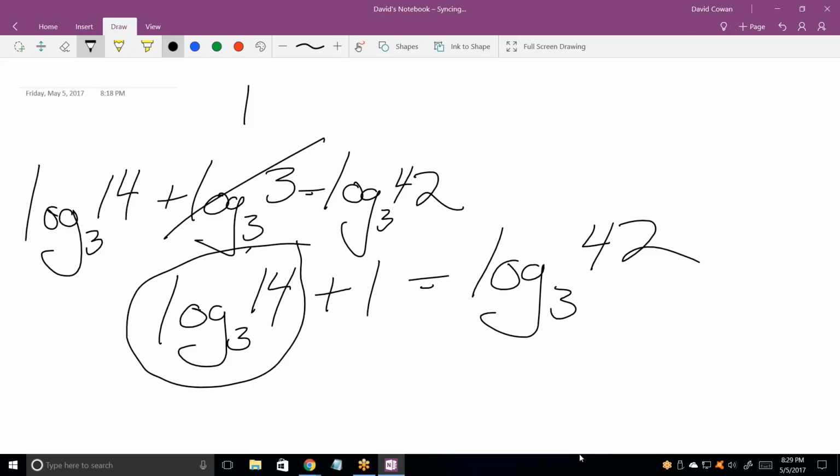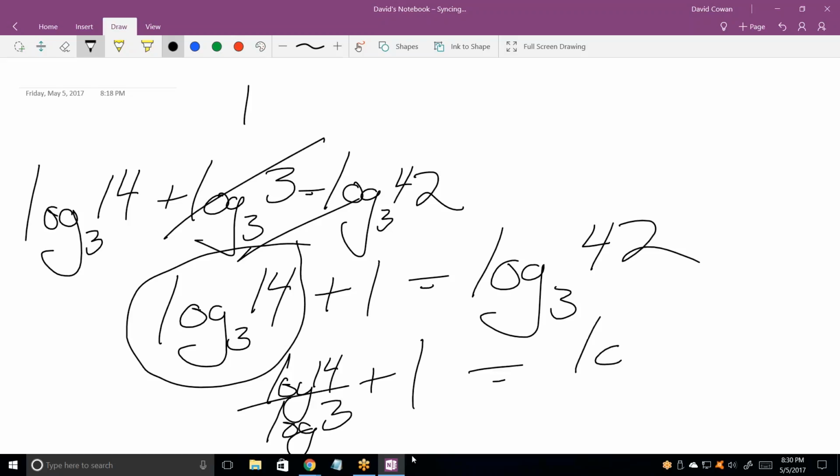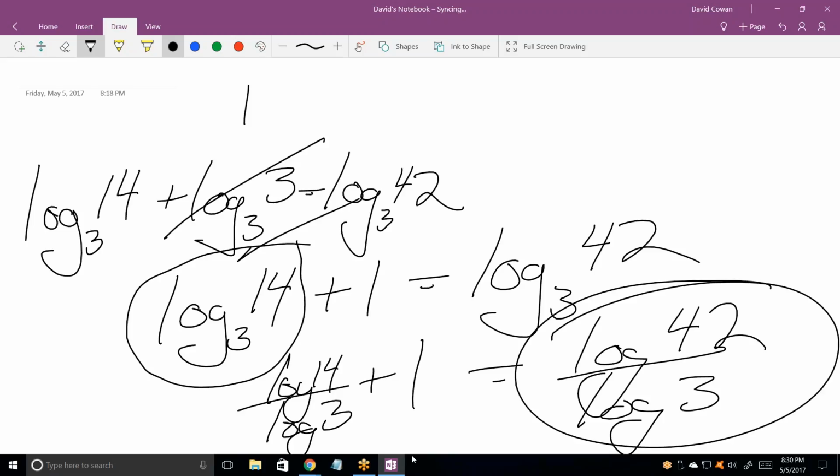But even this is tough because most calculators deal with natural logs and common logs. When you have a log to a base that's other than 10 or e, you have to use the change of base formula. So this expression becomes log of 14 divided by log of 3 plus 1. Is that equal to the log of 42 divided by the log of 3? Well, guess what? It is. Even though I can't prove it to you, if you do that in your calculator, you'll see that it is equal.